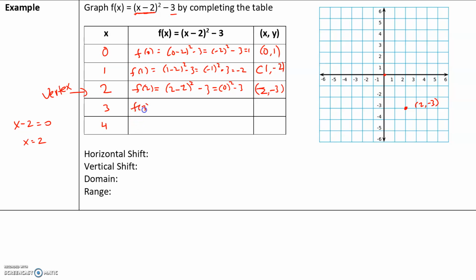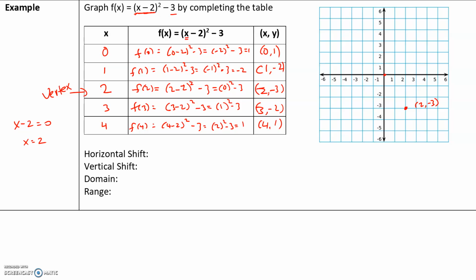On the other side, if I plug in 3, I'm going to get 3 minus 2 squared minus 3. So all I'm doing is replacing x with the input. So 3 minus 2 is 1. So I get 1 squared minus 3. 1 squared is 1. 1 minus 3 is negative 2. So I get (3, -2). If I plug in 4, I'm going to get 4 minus 2 squared, replacing the x with the 4, minus 3. So it's 2 squared, which is 4. 4 minus 3 is 1. So my next point is (4, 1).